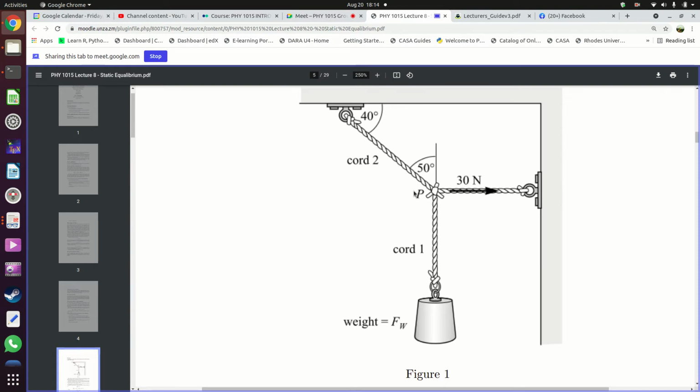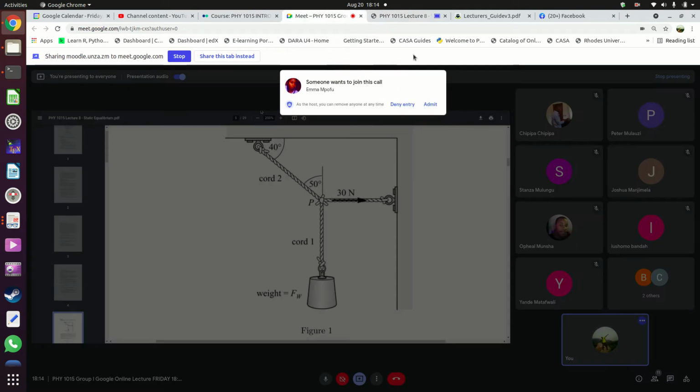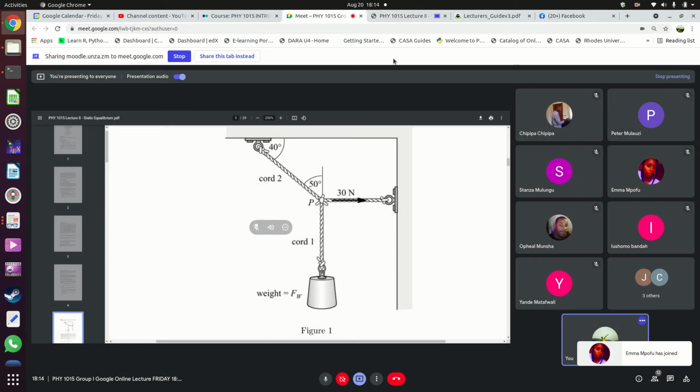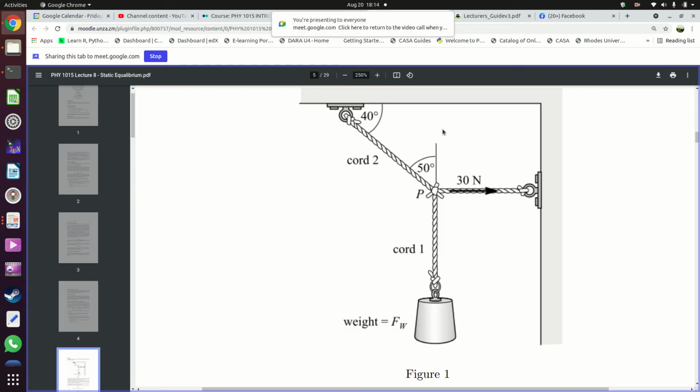So this is going to be your x-axis in this direction. Then this is going to be your y-axis. So basically you draw an xy plane about this point P. Is it clear? Yes, sir.